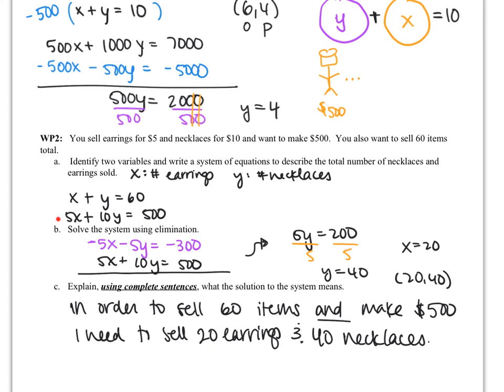But the only way for both of these events to occur simultaneously, which is to sell 60 items and make exactly $500, is to sell 20 earrings and 40 necklaces.